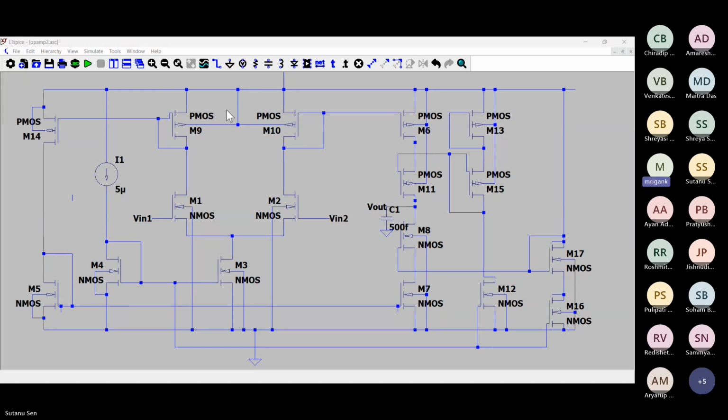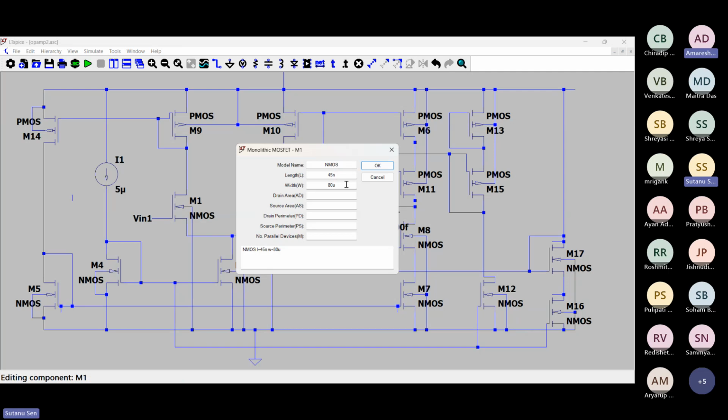But before that, I would like to reduce the gain a little bit because we may not require such a high gain. So in order to make this op amp useful for future work, let us try to reduce the gain a little bit. So M1, M2 dimension, just open. What is the M1, M2 dimension? Yes, sir. So M1 is 80 micro by 45 nano. You can make it 40 micro.